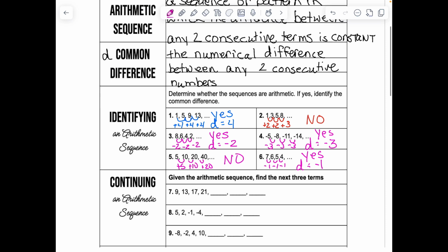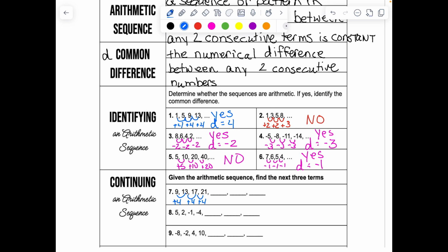Okay, and then finally, you're given arithmetic sequences. So you know there's a common difference. So now you want to find the next 3 terms. So for number 7, to go from a 9 to a 13 is plus 4. 13 to 17 is plus 4. 17 to 21 is plus 4. So you know you're adding 4 every time.